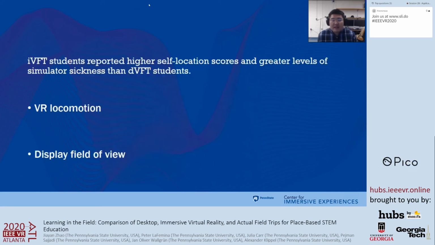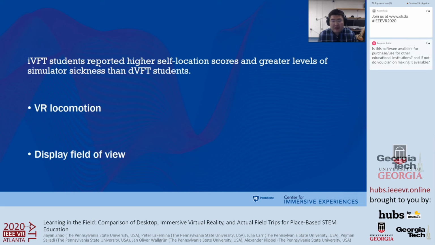The results indicate that immersive VFT students reported higher self-location scores or presence and greater levels of simulator sickness than desktop students. Leveraging the position tracking and the larger display field of view, IVFT students had access to their surroundings by using the same embodied activities used to look around in the real world, which could result in a greater sense of presence or self-location.